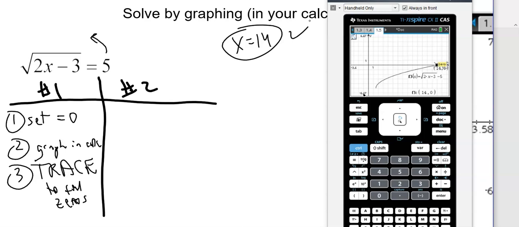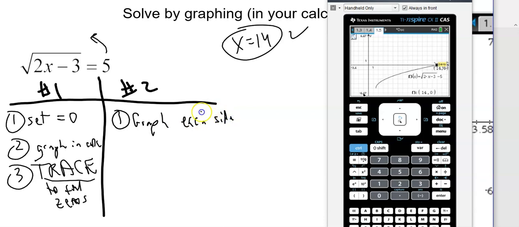The second method, if you choose to use it, and you don't have to, a lot of people like the first method. I think that's the favorite. Just using trace, it's pretty easy. Got to set it equal to 0. That's the start. The second method, you're going to graph each. I'll just show it to you. Graph each side of the equation.